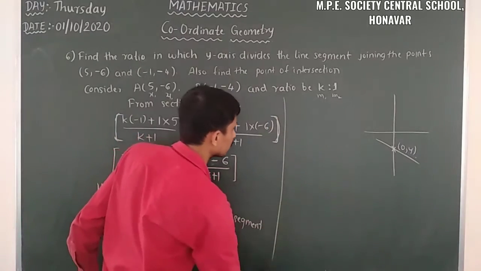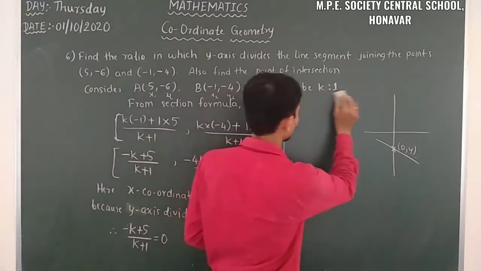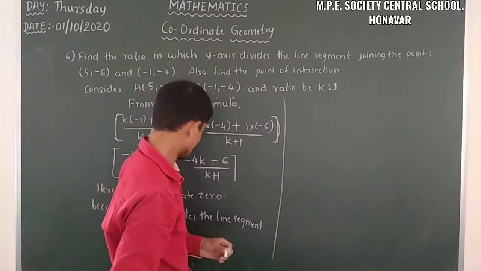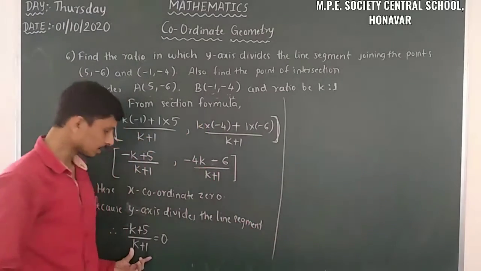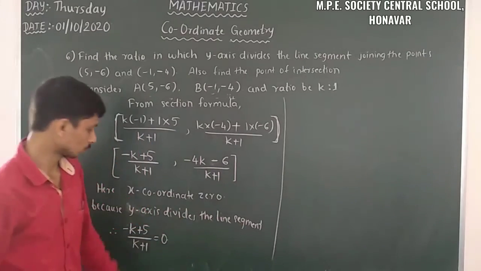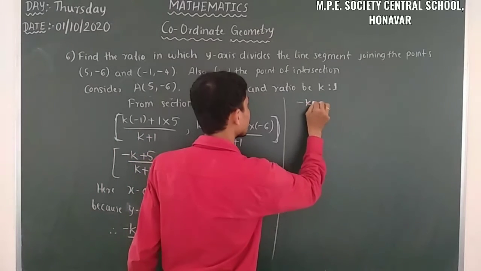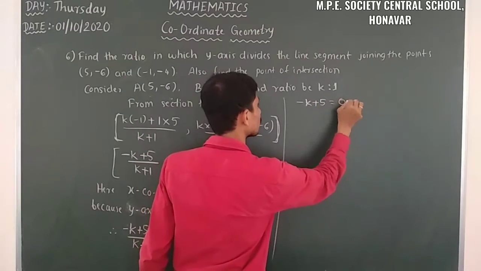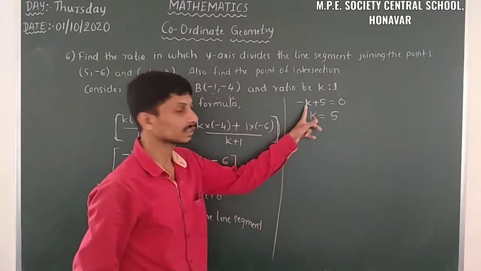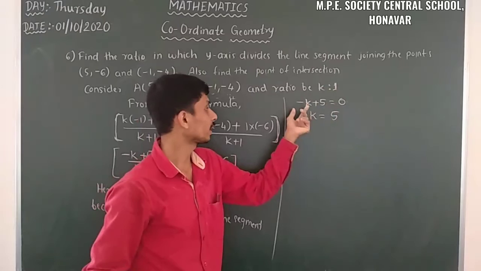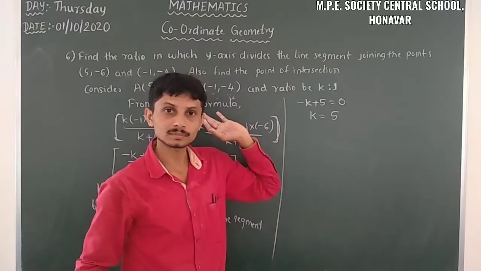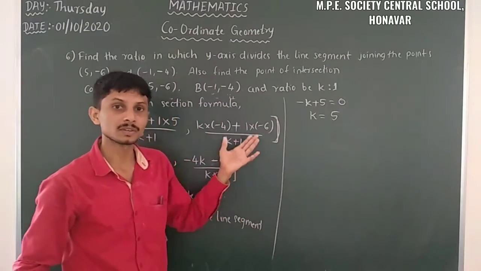Then I will transpose this whole term to the RHS side. It will become 0. So that is minus k plus 5 is equal to 0. That is k is equal to 5. I just transposed minus k to the RHS, it becomes plus k. That is k is equal to 5 here. So we got the value of k.